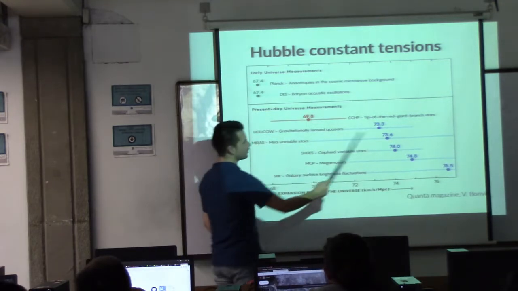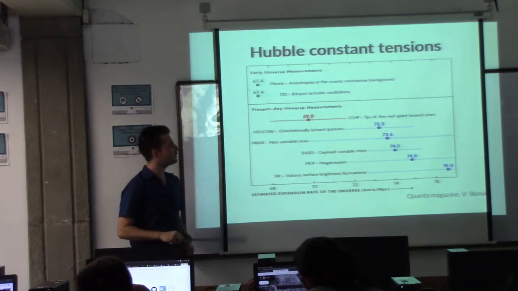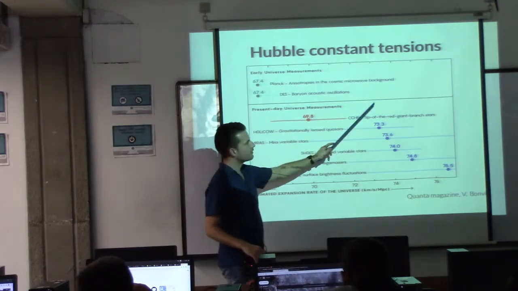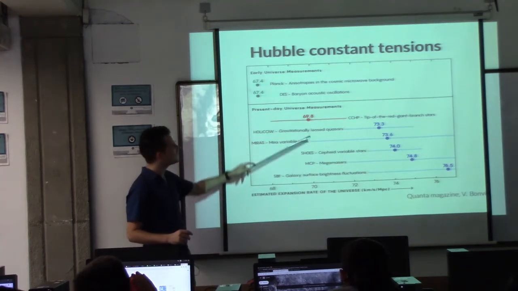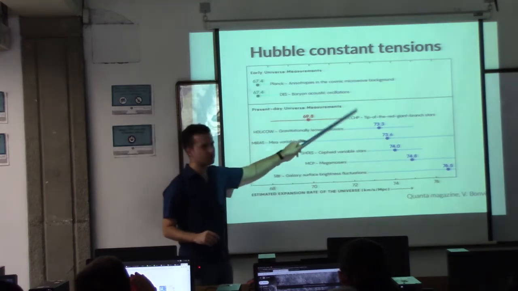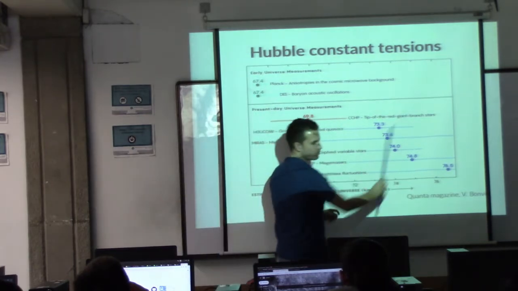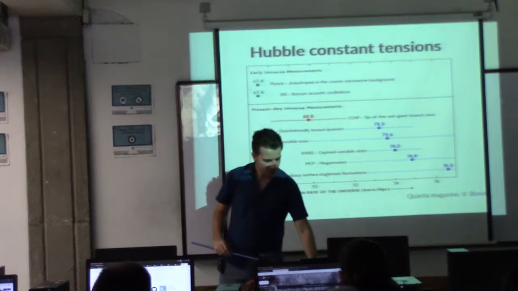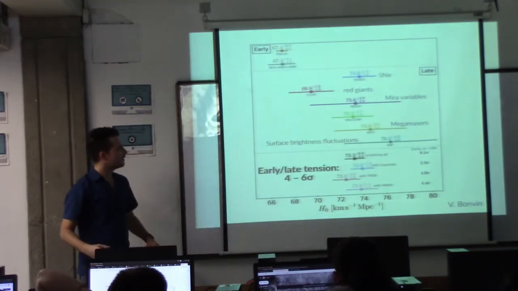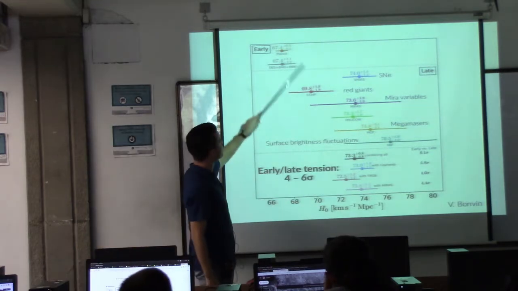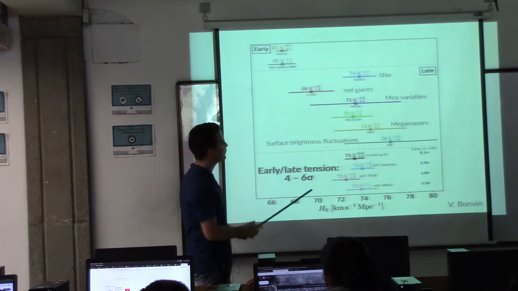Here are the Hubble measurements, and this is a very recent measurement from earlier this year, which uses a different technique using tip of the red giant branch stars, which is the only measurement that kind of starts falling in between. But there is a big clustering of measurements here, and clustering of measurements here. And even if you combine these measurements, there is quite significant tension.